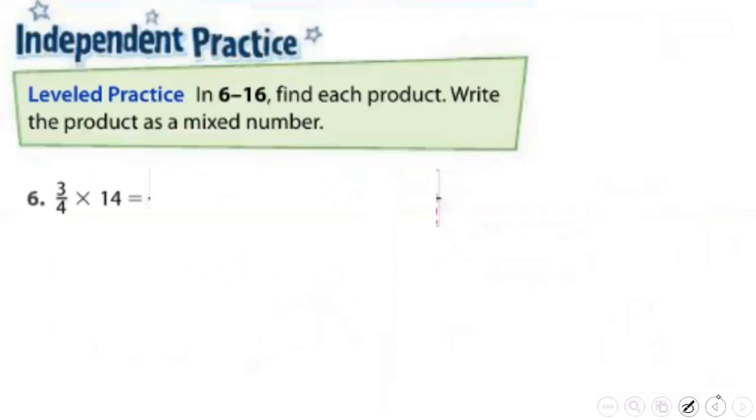Our lesson today is independent practice. Find each product and write the product as a mixed number. Okay. As usual, we said any whole number in the world has denominator 1 to justify the multiplication statement, not to change or affect the result. So I can multiply numerator by numerator or denominator by denominator and get the answer. But the traditional way says that you can drop 4 as it is and start multiplying 3 by 14.